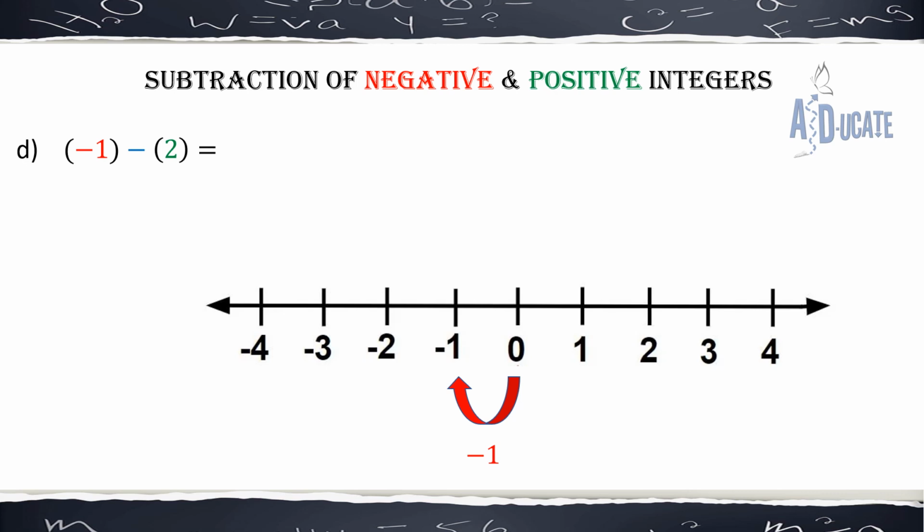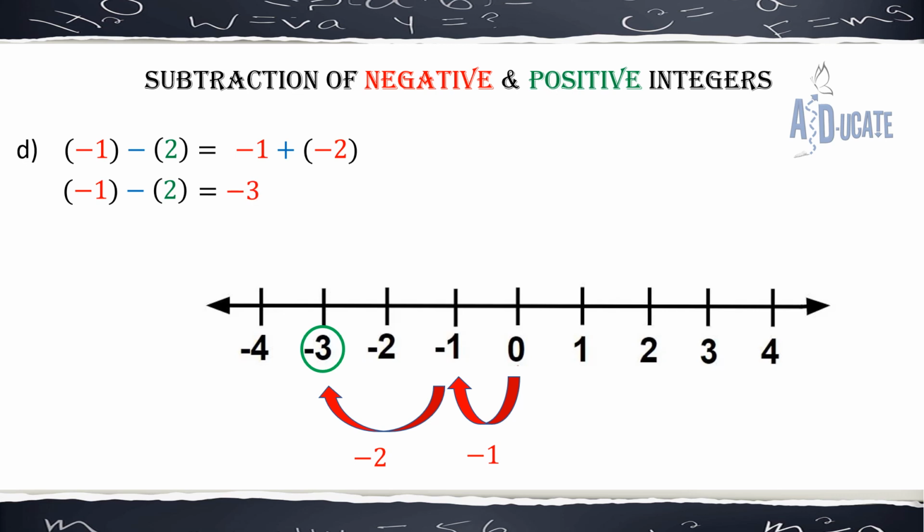Now, when somebody takes away something positive from you, that becomes a negative, right? So they have taken two positive things away from you, so you have two negative things done to you. So from our negative 1, we have two more movements to the left. And so our answer is negative 3.